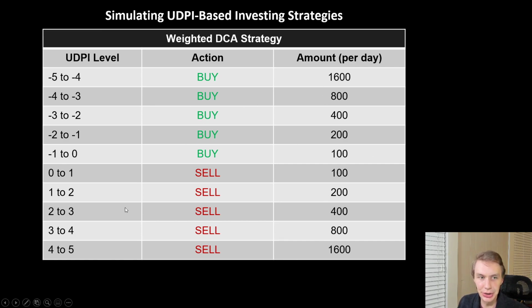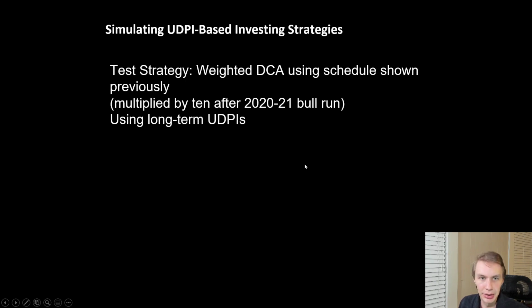Okay, so this is the schedule we're going to be using. It's literally just what is the UDPI level for the asset, and then based on that, you're going to either sell this amount per day or buy this amount per day. And the idea is that you're going to be monitoring both the Bitcoin and the Ethereum UDPI and executing based on their respective UDPI levels. So if one's negative and one's positive, you'd be selling the positive, buying the negative. If both are positive, you're selling both. If both are negative, you're buying each, and it's just based on the level how much you're buying or selling.